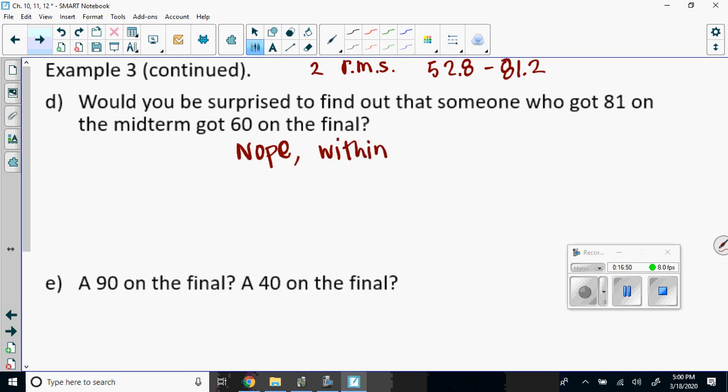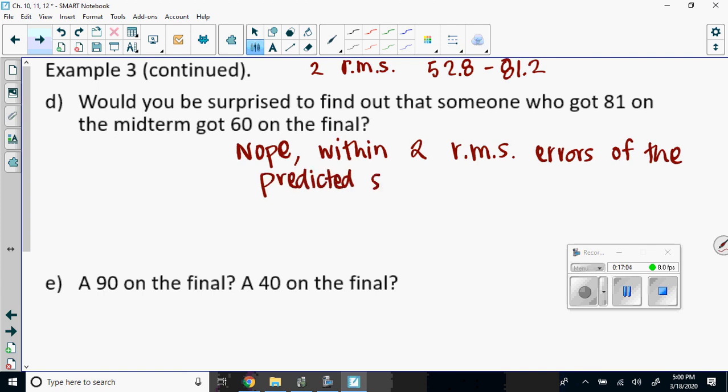Then two RMS errors of the predicted score is what I should say. And that predicted score is simply the average or close to the average of all those people who did take the final, who got an 81 on the midterm. Okay, a 90 or a 40, I would be surprised on those because those are outside 2 RMS errors away.